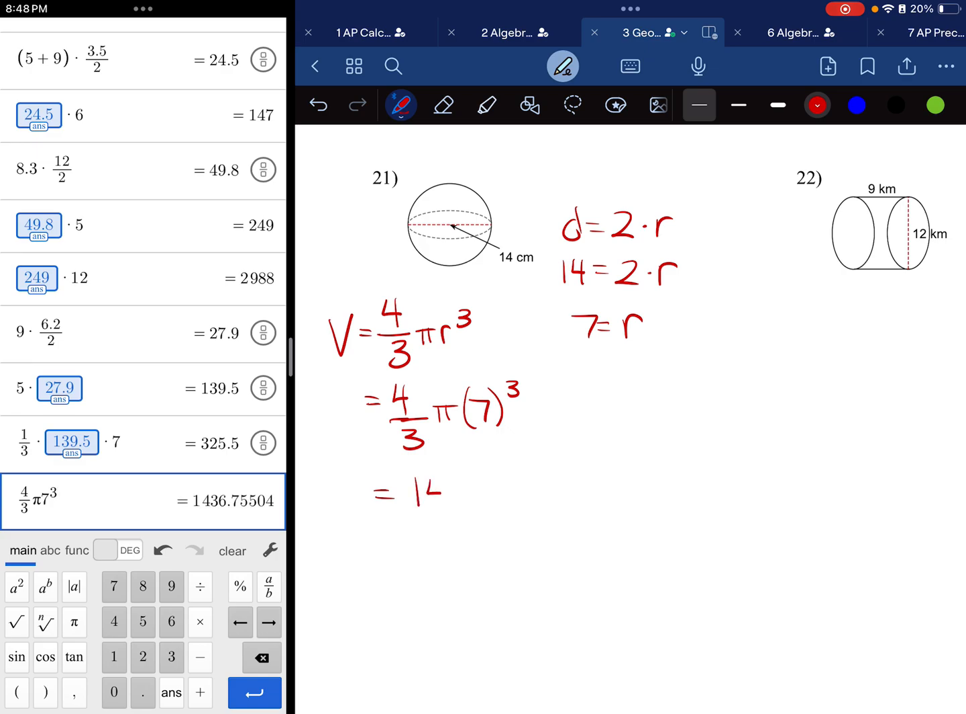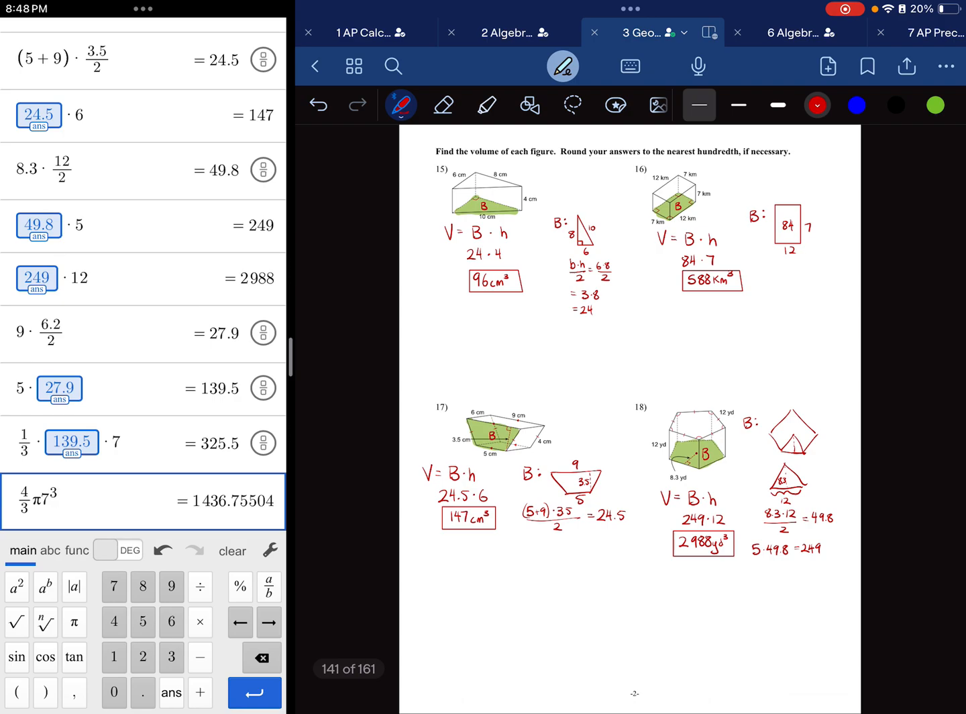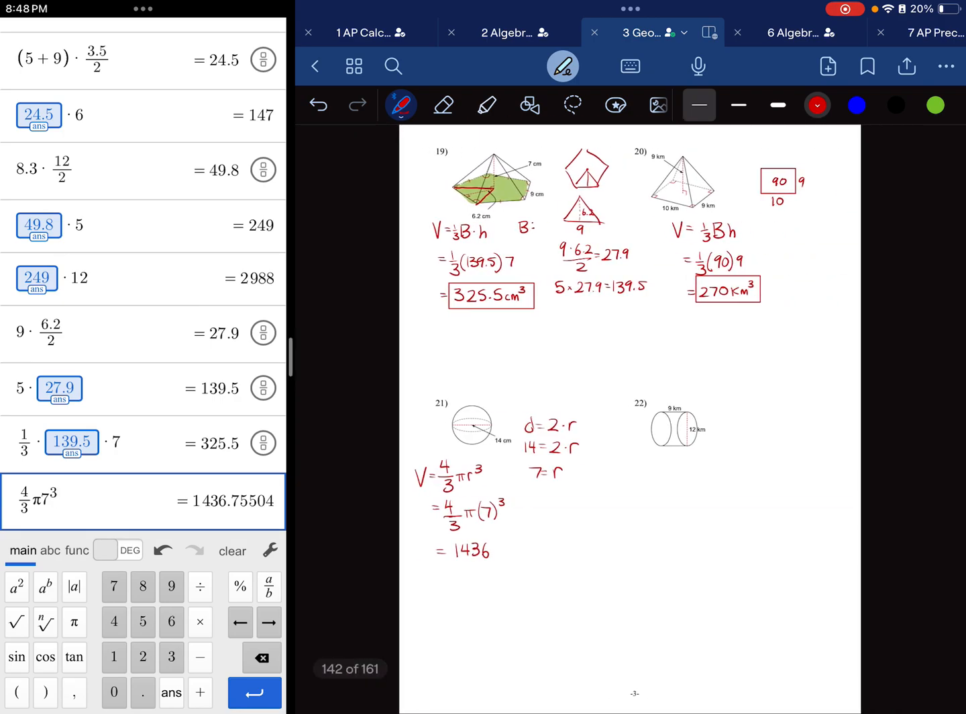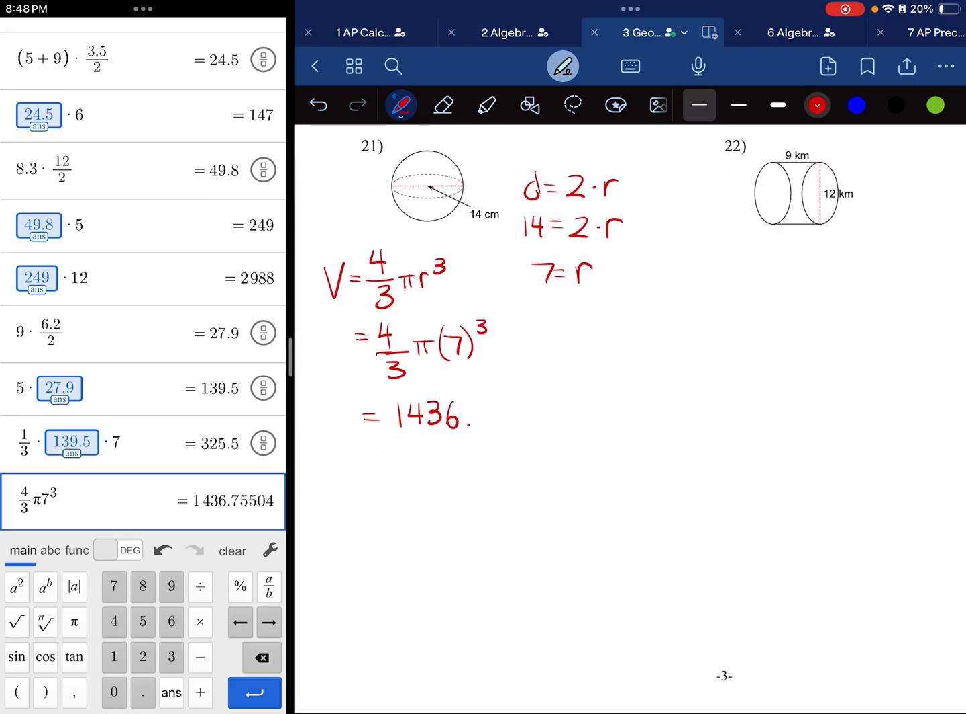And I get 1,436. Does it tell us what to round to in the instructions? Round to the nearest hundredth, it says up here, which means 2 decimal places. So I'm going to round to 2 decimal places, not 7.5, but 7.6. And then units here are going to be centimeters cubed. I'll come and check that after I finish number 22. I don't want to keep flipping back and forth.